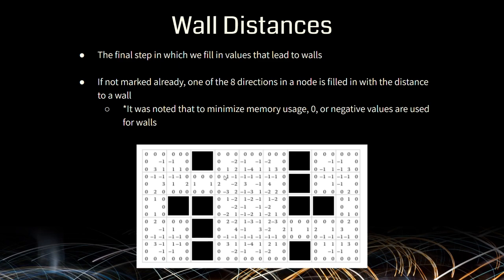For wall distances, this is the final step in which we have to fill in values that are not essentially already calculated. If one of the 8 directions that make up a node is not already filled up, it's marked with a distance to a wall. And then it was noted that to minimize memory usage, 0 or negative values were used for walls, and I also do think that it just kind of helps make it a little bit more readable.